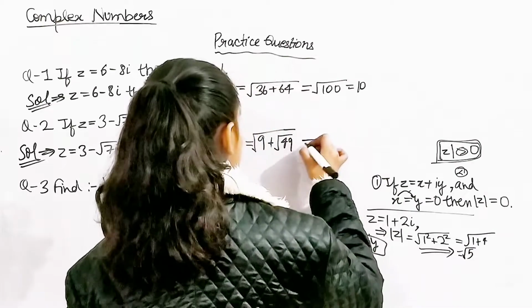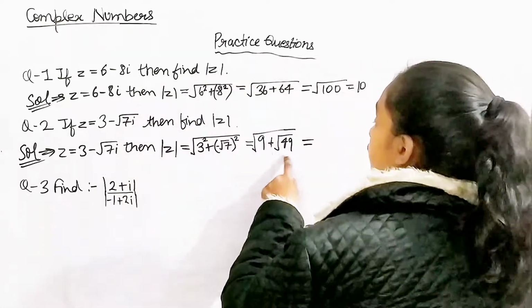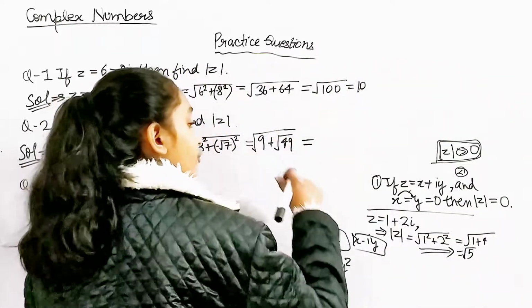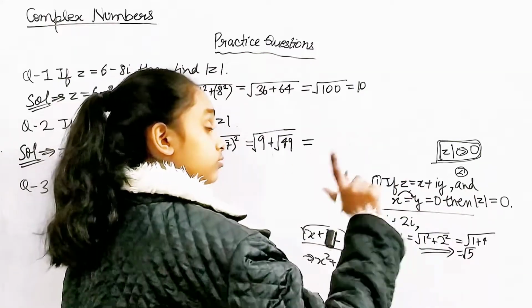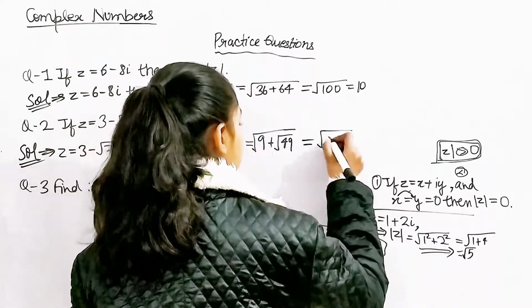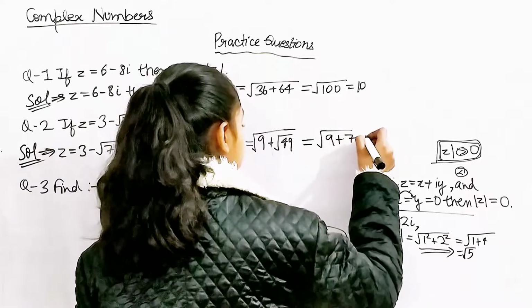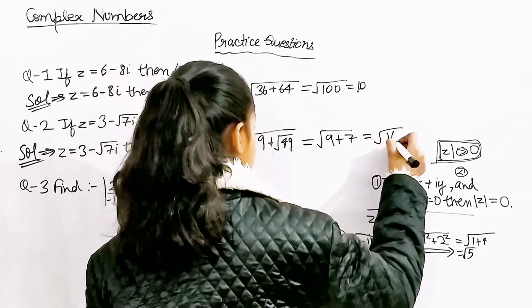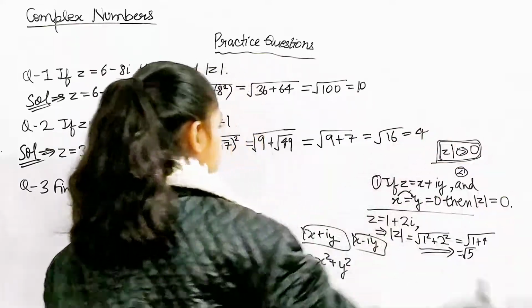Okay, so we have this root of 9 plus root 49. We can write root 49 as 7, right? So it's going to be root of 9 plus 7. And 9 plus 7 will give us 16. And root 16 is equal to 4.